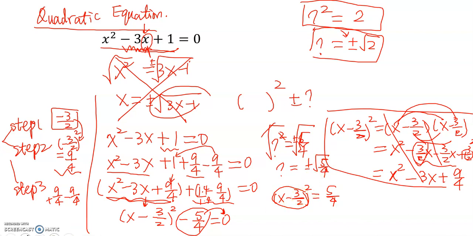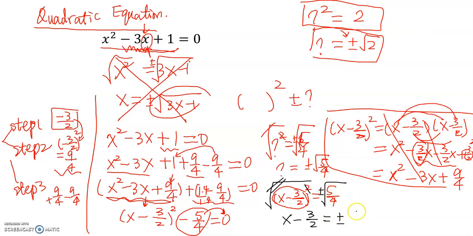And so we're going to do the same thing here. Let's use a different color. We can take the square root on the left-hand side and the square root on the right-hand side and put a plus or minus in front of that. So this square cancels the square root. We're left with x minus 3/2 on the left-hand side. On the right-hand side is plus or minus.